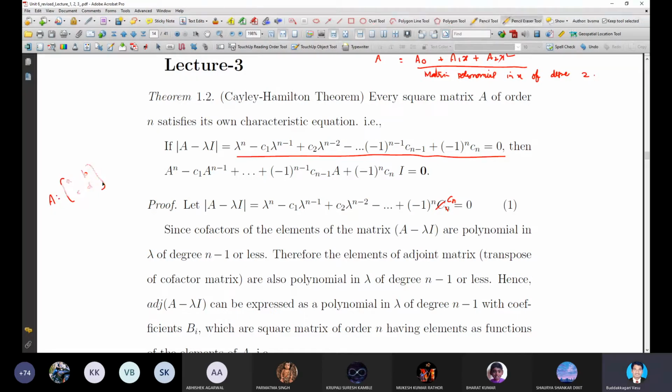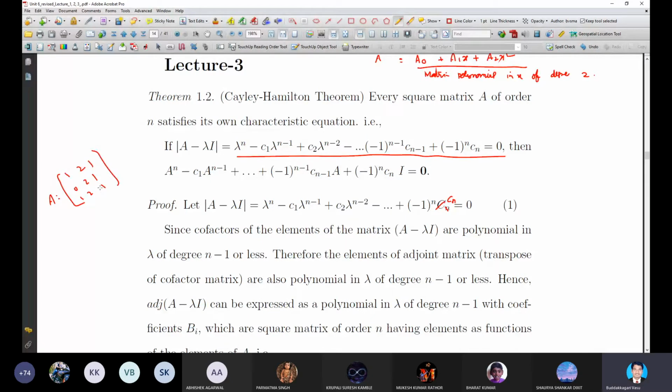Three. Okay, let's take it here. This element, this matrix. What are the cofactors of the matrix? How can we find the cofactor of the matrix? That means the cofactor of the first element, let us say the first one.